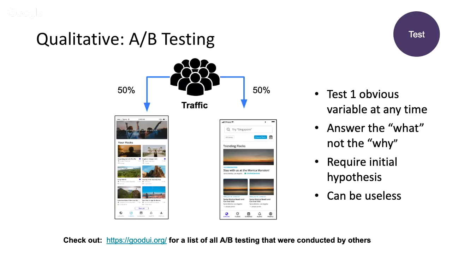So, of course, form a hypothesis in mind first. For example, red button will generate more traffic compared to green button. Then you won't be that lost when you're collecting data for your A/B testing.